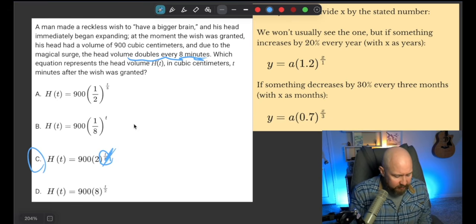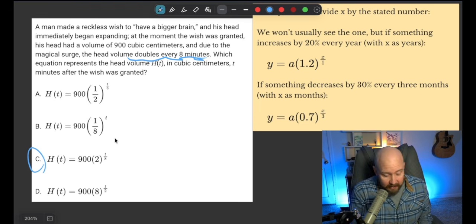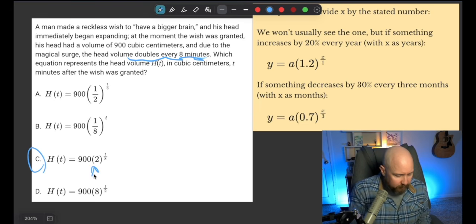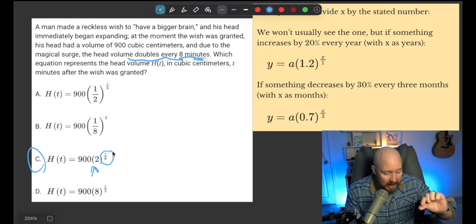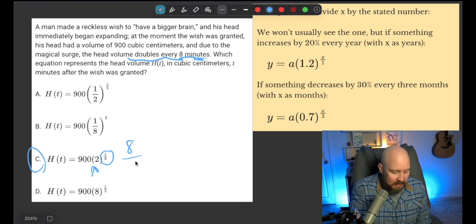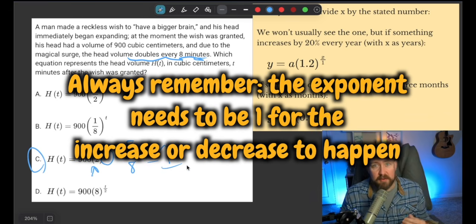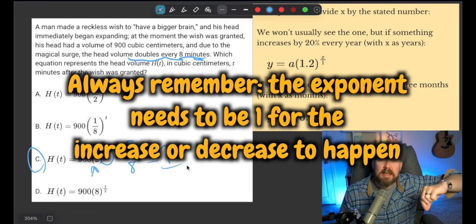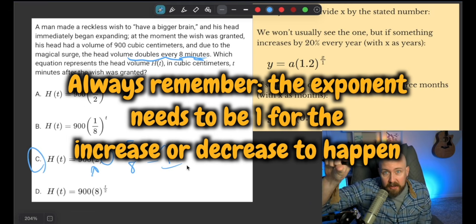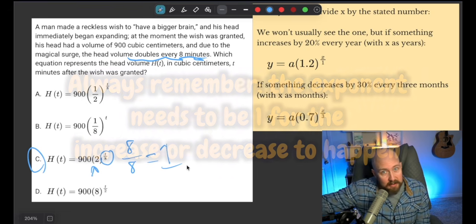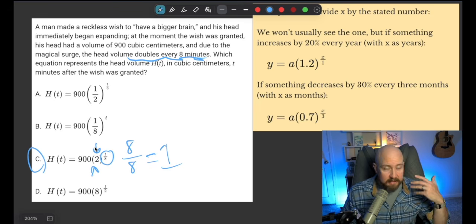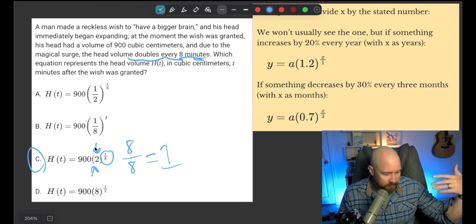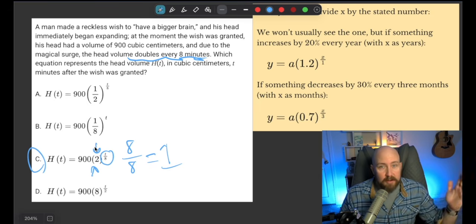And this makes sense if we think about it, because basically in order for the thing to double, to simply get multiplied by 2, we need an exponent of 1. So if we have number of minutes divided by 8, as soon as we have 8 minutes, it would be 8 divided by 8, which is indeed 1. So always remember that the reason that we have this divided by the every number is so that we can get an exponent of 1. That way, when we put in 8 or whatever, it simply doubles or gets increased by 30% or decreased by 90% or whatever it is that's happening.